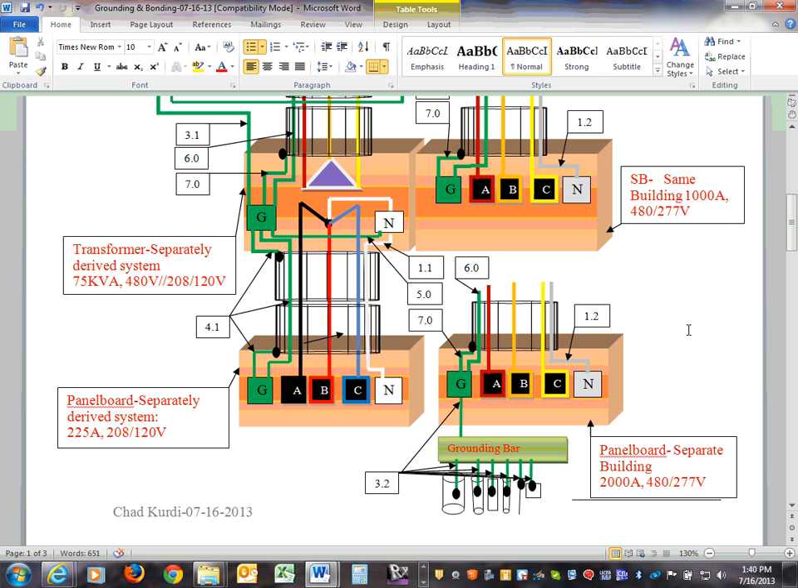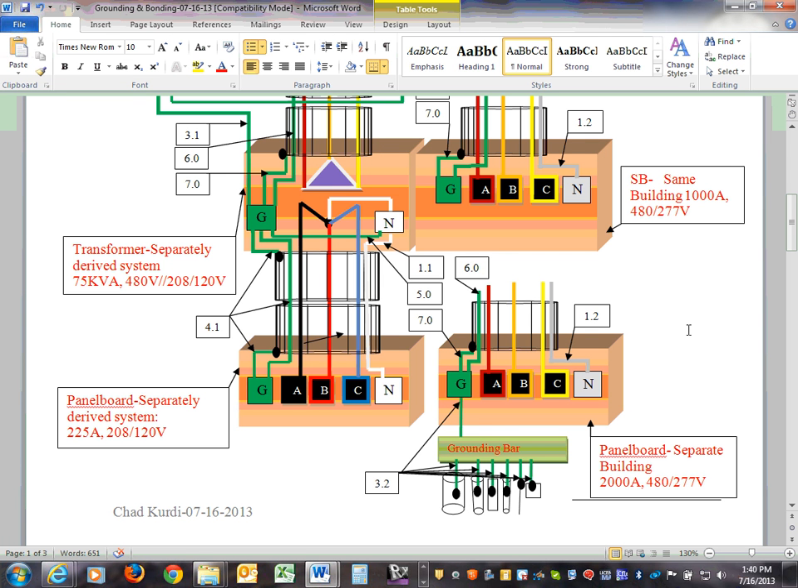There is an exception. Now you have a garage, a detached garage. If you have one branch circuit going there, there's an exception. You do not have to establish a grounding electrode system to that structure. That's an exception. The minute you start dealing with panels and feeders, if you take a feeder, you have to bond.